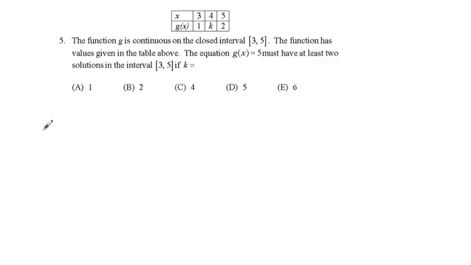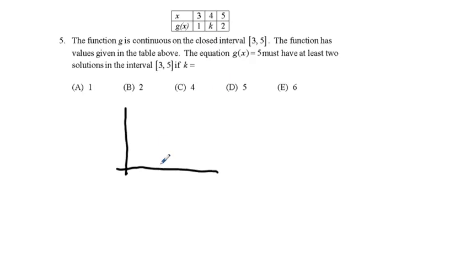Problem 5. The function g is continuous on the closed interval from 3 to 5. The function has values given in the table above. The equation g of x equals 5 must have at least 2 solutions in the interval from 3 to 5 if k equals... Let's just go ahead. I find that a sketch might help. If we have a little sketch of what's going on here.